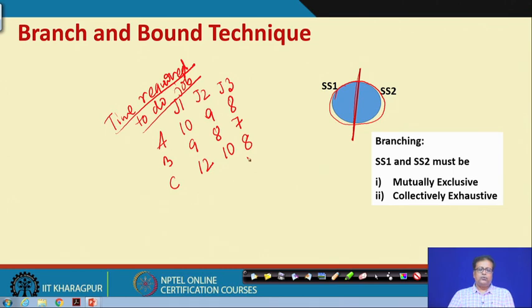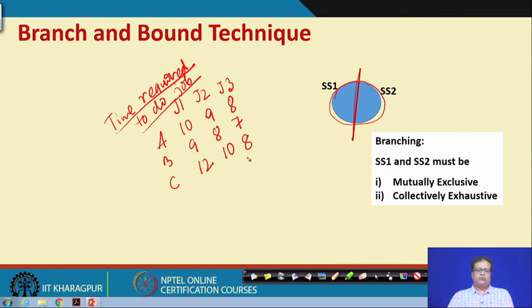Now, who should do which job so that we can do all the 3 jobs in the minimum possible time? If we have to solve this problem by the branch and bound technique, first of all we should be able to quickly find a bound.